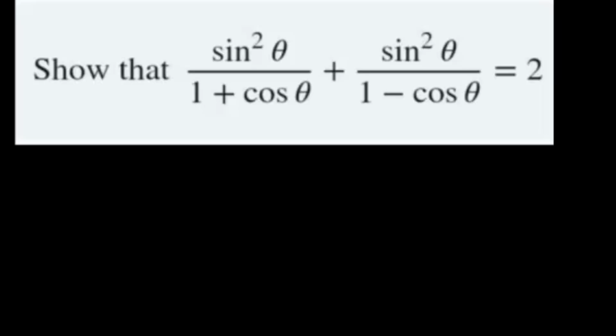We want to show that sin squared theta over 1 plus cos theta plus sin squared theta over 1 minus cos theta is equal to 2. To prove this, we are going to be taking the left-hand side of the equation. At the end of our proof, our answer will be true. So, proof.